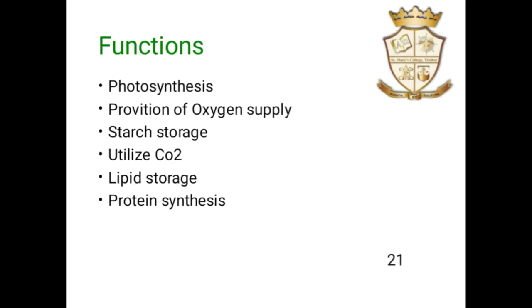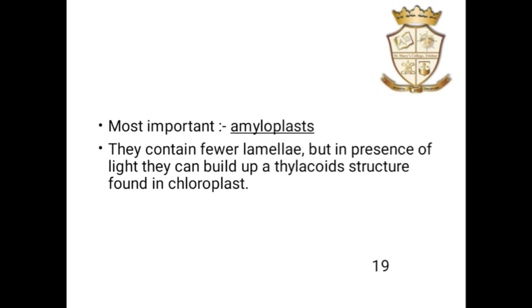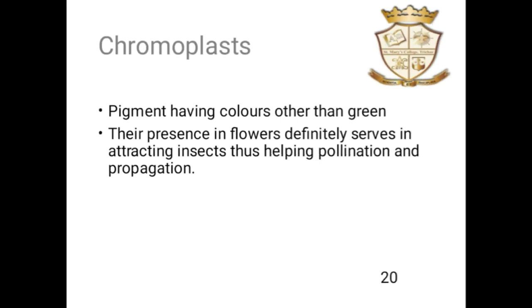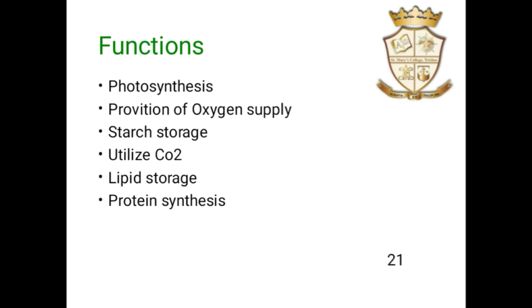The functions of plastids are photosynthesis and provision of oxygen supply. Then starch storage, by the leucoplast, the amyloplast. The amyloplast is very important, with synthesis and storage of starch as a major function. Also utilization of CO2, lipid storage, and protein synthesis. These are the functions of plastids.